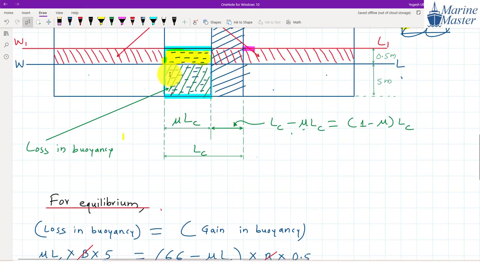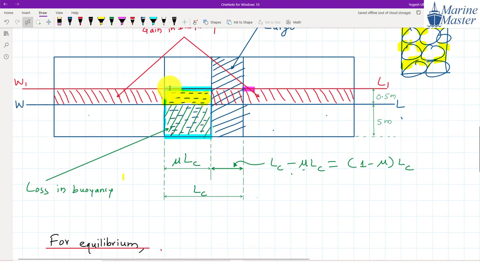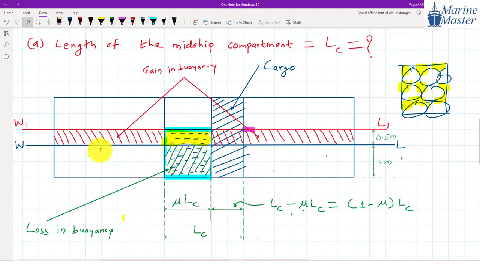See, this green hatching denotes what? Loss in buoyancy. And the red hatching that I have shown denotes gain in buoyancy. To maintain the equilibrium of the vessel, whatever the loss in buoyancy should be equal to the gain in buoyancy. This is the concept.